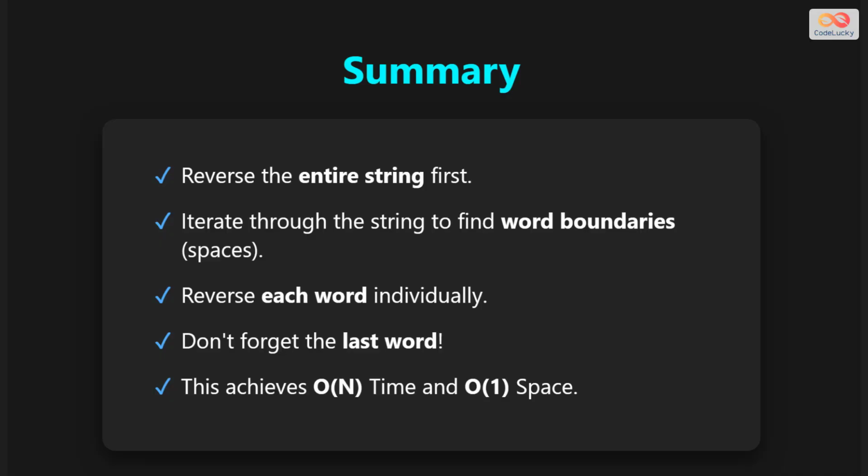To wrap up, the key to solving Reverse Words in a String 2 in place is to reverse the entire string first to fix the word order, and then reverse each word individually to fix the character order. This pattern is very useful for various array rotation problems.